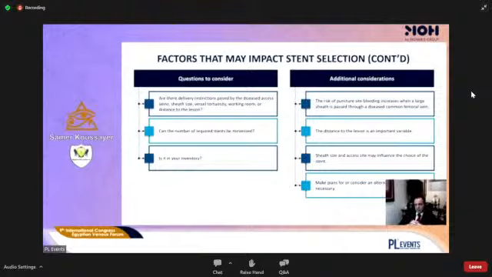Sheath size and access site may influence the choice of the stent. And finally, make a plan for, or consider, an alternative access site if necessary. Again, if you think you are going to be very close to the deployment area, try to use a distant access site like the popliteal vein or even sometimes the tibial vein.